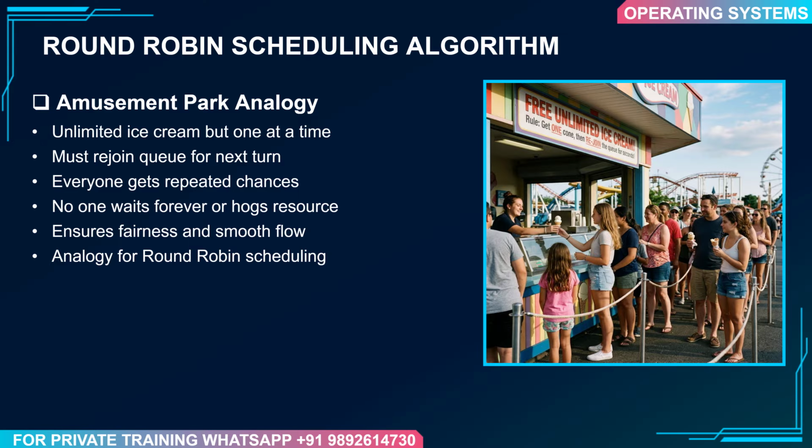Now imagine many people standing in that queue. Everyone keeps moving forward one by one, getting their turn again and again. No one is allowed to stay at the counter for too long, and no one is completely ignored. The simple system ensures fairness and keeps the line moving smoothly. This is exactly how round robin scheduling works inside an operating system.